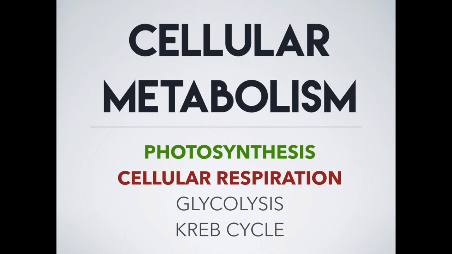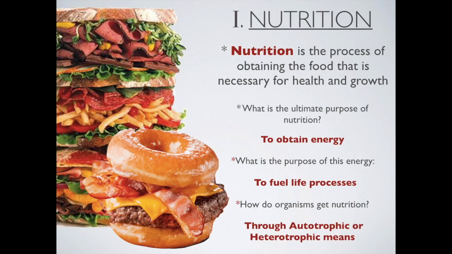We're going to divide this up into photosynthesis and cellular respiration. Now, cellular respiration includes glycolysis, the Krebs cycle, and the electron transport chain. First, let's talk about nutrition.